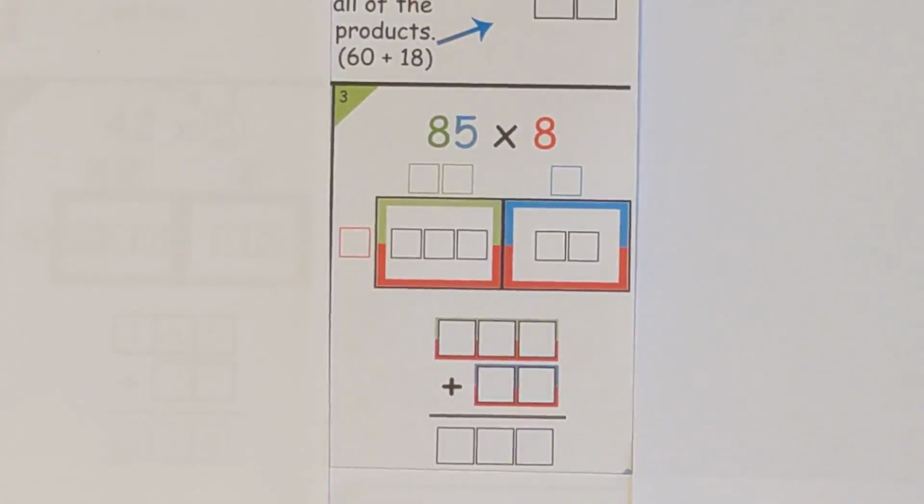Hello, today we are doing 85 times 8 and we are using the area model.